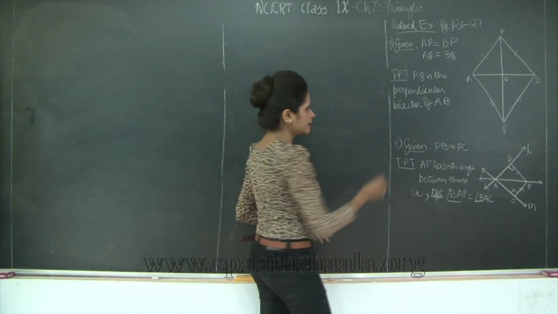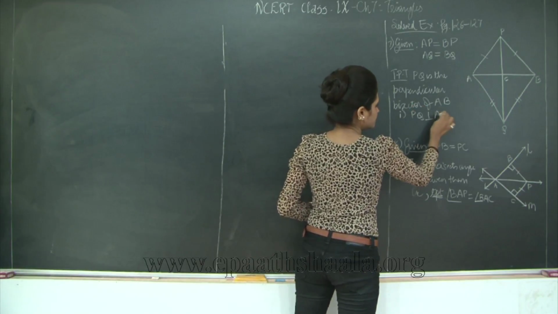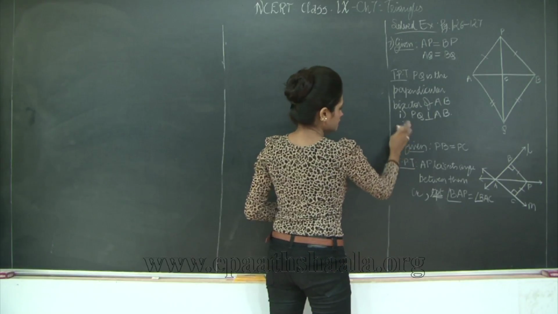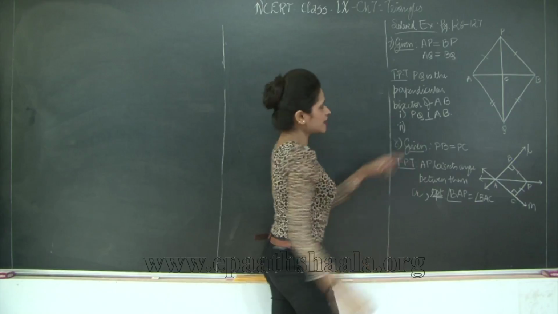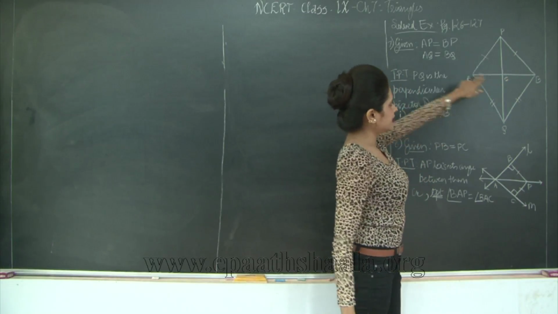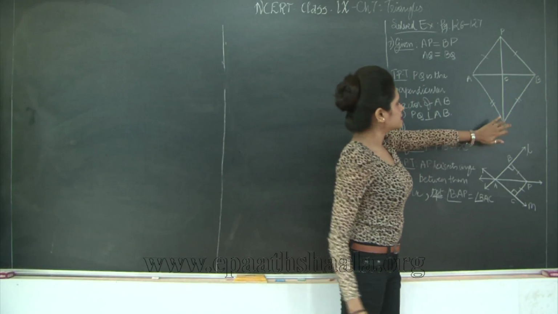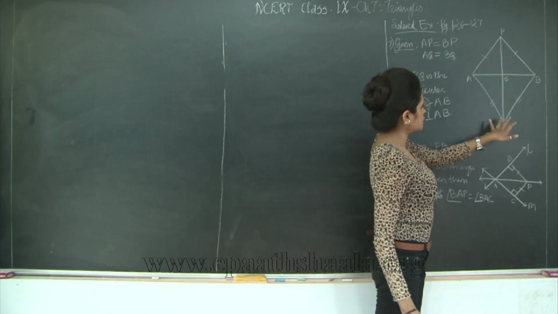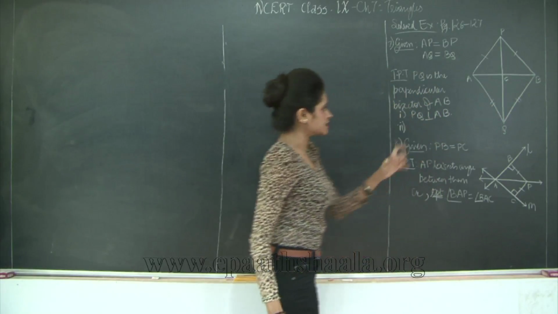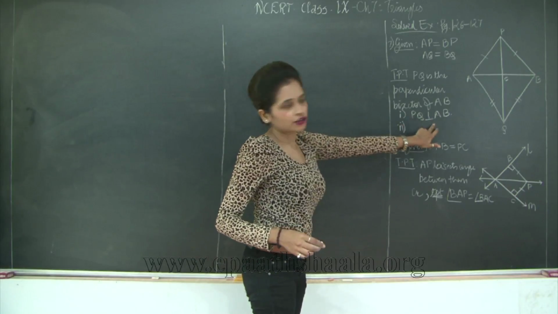So what do I need to exactly prove? One, that PQ is perpendicular to AB. That means either angle PCA is equal to angle PCB, which is equal to 90 degrees, or angle QCA is equal to angle QCB, which is equal to 90 degrees. So that is the way of proving PQ perpendicular to AB.